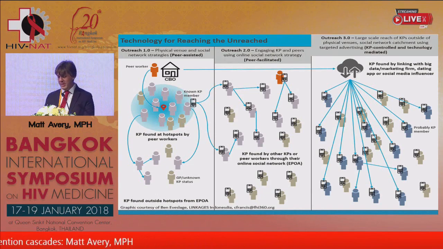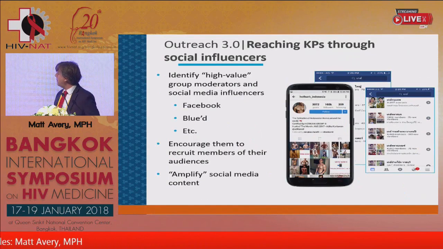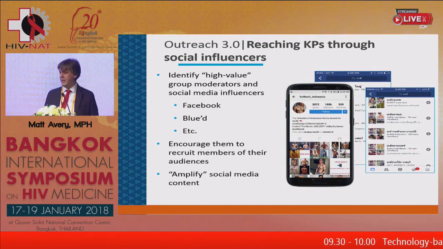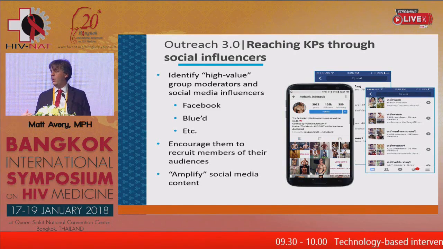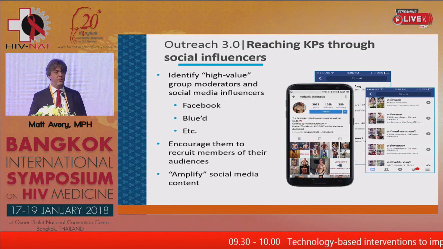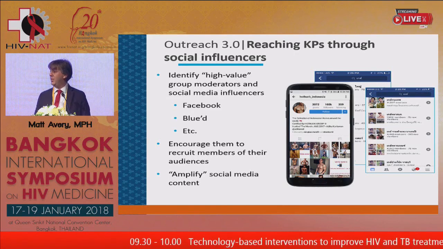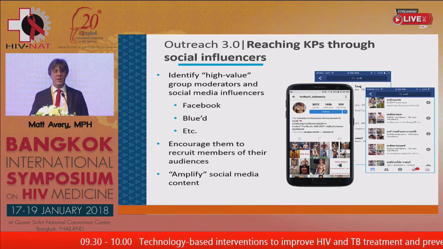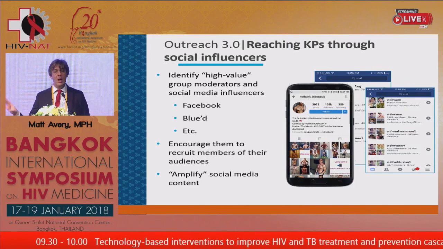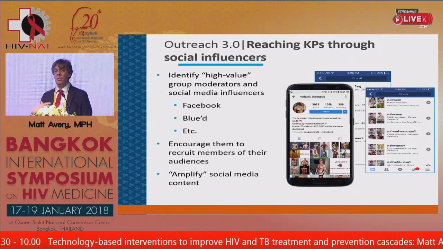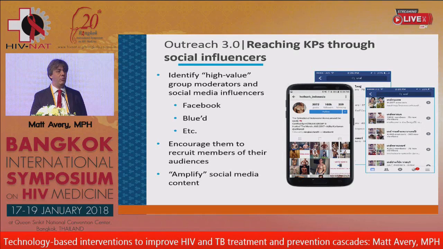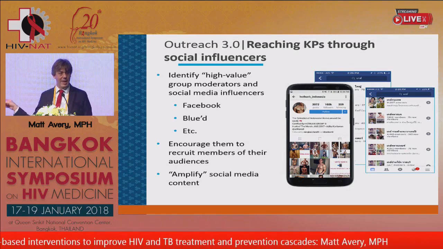So just to show you a bit of what that might look like, this is a model that we are currently trialing in Thailand with MSM and trans women here. The idea was to identify key online influencers within these target populations who have access to sometimes very large and sometimes very high-risk groups of MSM or trans women in online and social media venues that we don't have access to, where we can't reach these individuals, but these social influencers can.